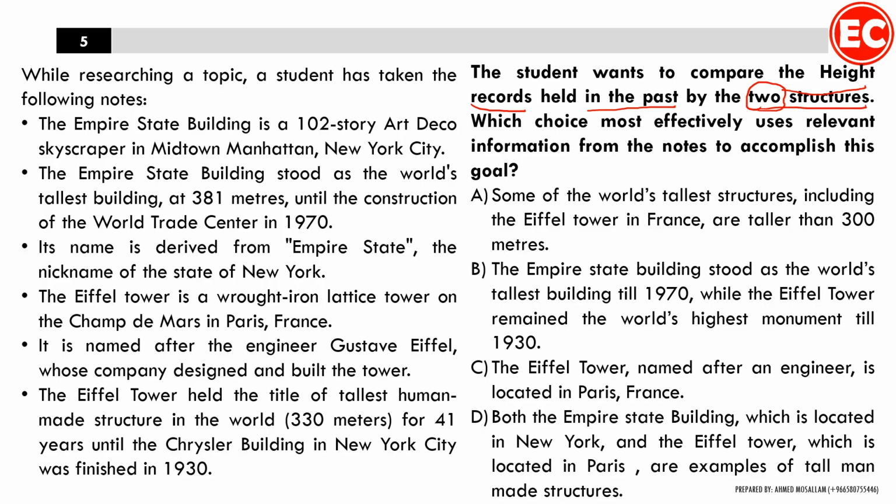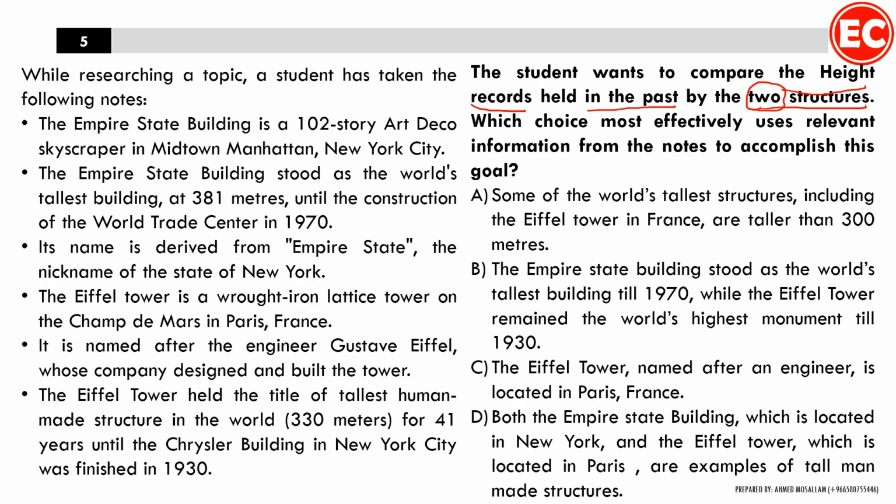So I have to find here in the options something talking about two structures and talking about their records. Okay, so if you compare the answers here, what is the one that achieves this goal? We need to talk about the two structures, height records in the past. Okay, for example, let's see letter A.